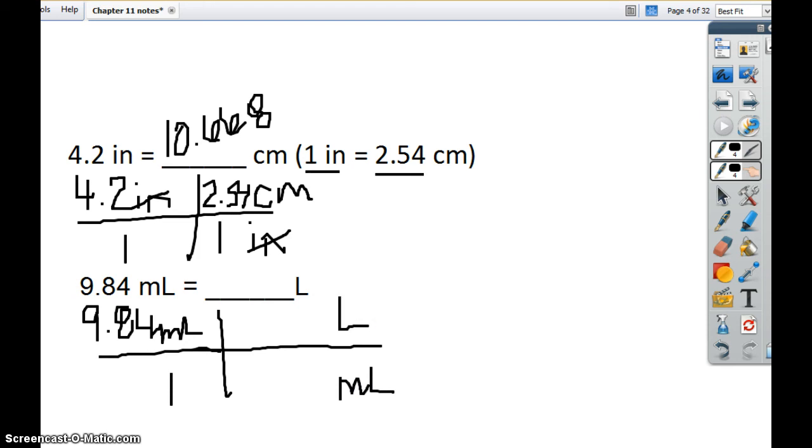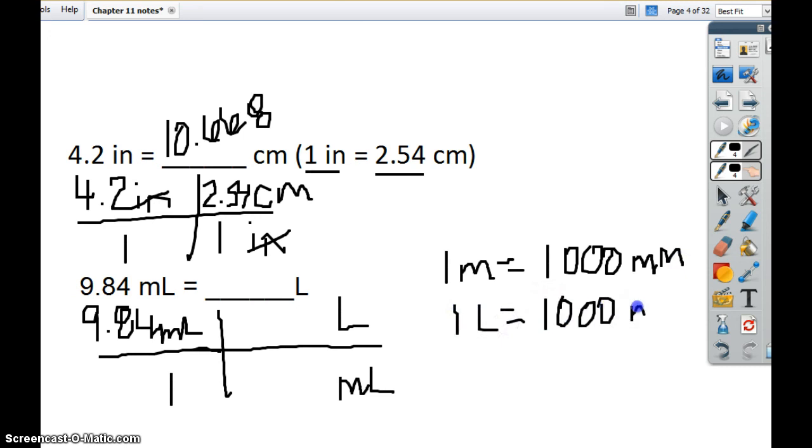Now, I didn't give you a conversion fact, but if you looked at the very first screen, I did tell you that 1 meter equals 1,000 millimeters. Now that doesn't help us, but the prefix does. So that's the same thing as 1 liter equals 1,000 milliliters. So using this conversion fact, for the milli, the 1,000 is in front of the milli, and the 1 is in front of the liter.